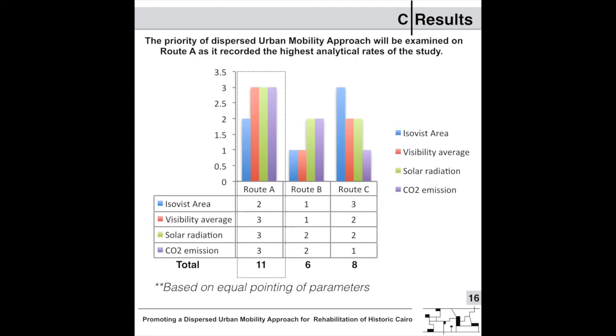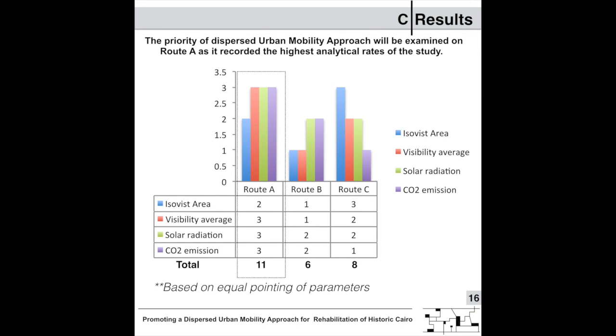The CO2 emissions also show that route A contributes the least to CO2 emissions. Finally, putting all these 4 parameters together and based on equal weighting of parameters, this shows that route A has the best or optimal contribution in terms of promoting a dispersed urban mobility approach compared to the other 2 routes.